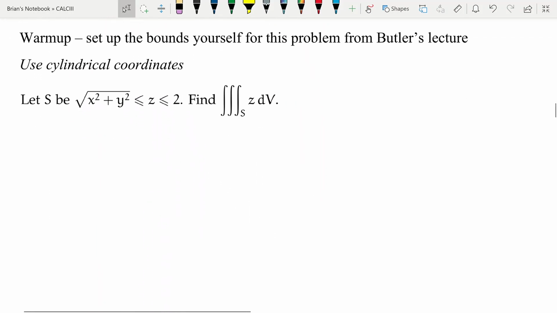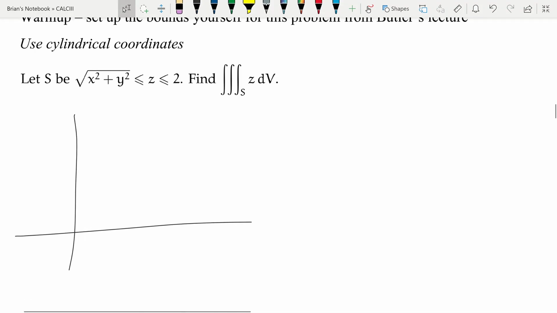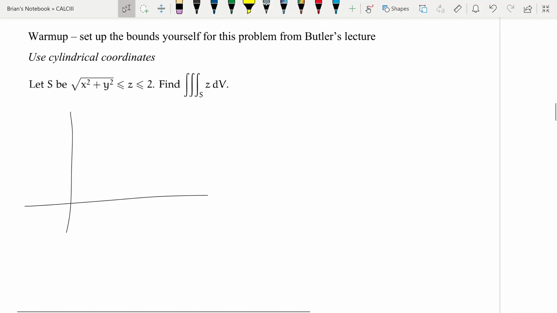So let's do this. We saw this in Butler's lecture this morning, if you guys watched it. Use cylindrical coordinates to set up this triple integral. I can maybe help you guys draw the picture, and then I'll let you go off and see if you can solve this yourselves. So let's draw the picture, and I'll zoom out a little bit so we can all see what's going on. We have this shape: x squared plus y squared is less than or equal to z, which is less than or equal to 2.